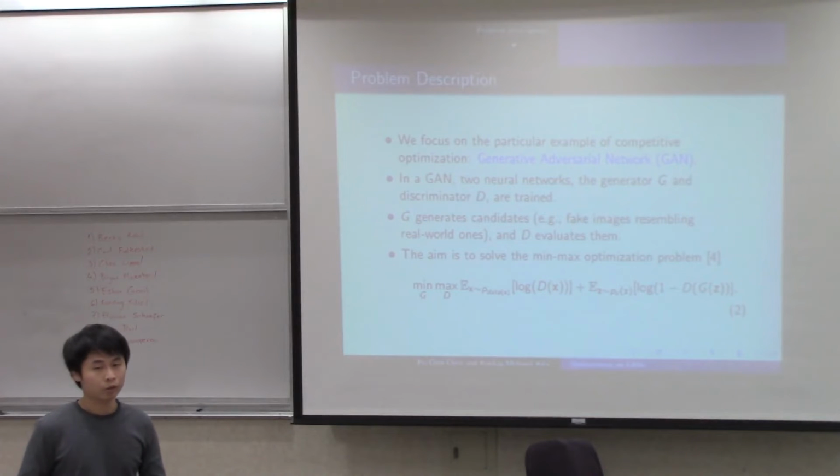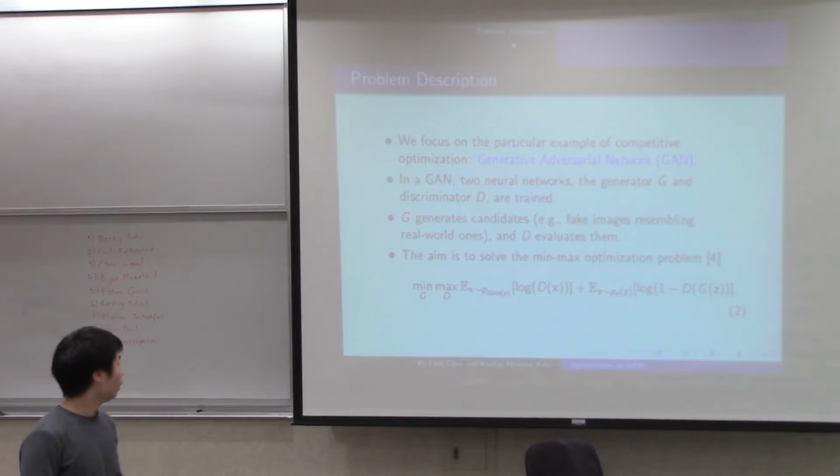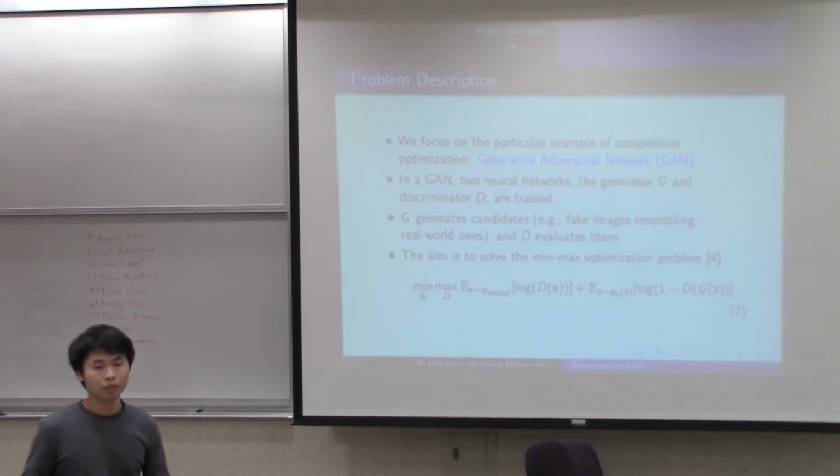So we will focus on the particular example of competitive optimization, namely the GANs. In a GAN, there are two neural networks, the generator and the discriminator. The generator generates some candidates, such as fake images that resemble real-world images, and the discriminator will evaluate or differentiate the real and fake images. So it's effectively like solving a min-max problem with the loss function characterizing how similar the real and fake images are.